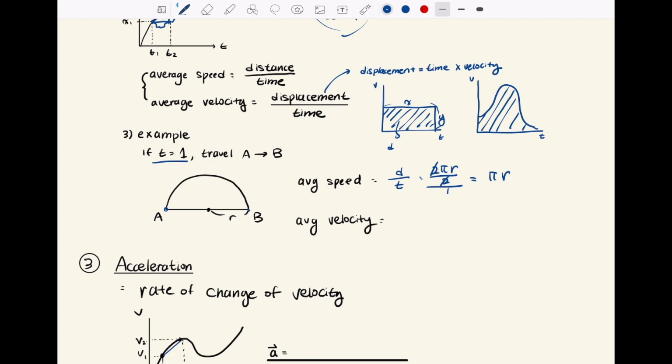And average velocity is displacement over time.